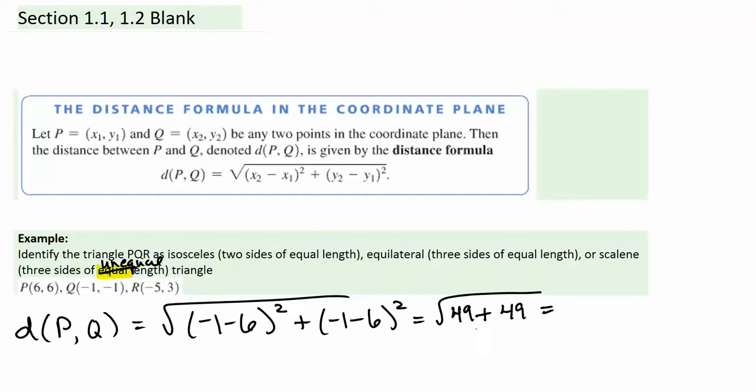Now, to be snazzy here, notice that you have 2 49s. So this is the square root of 2 times 49. And the reason I did that is because the square root of 49 is a perfect square. It's 7. So this is 7 times the square root of 2 is your length there.